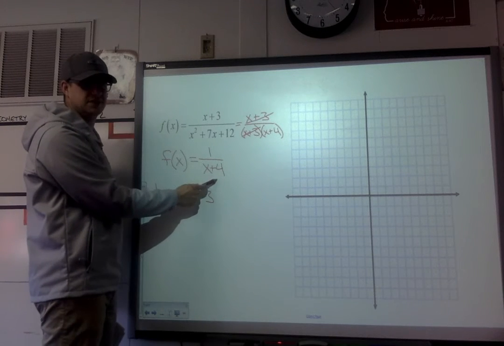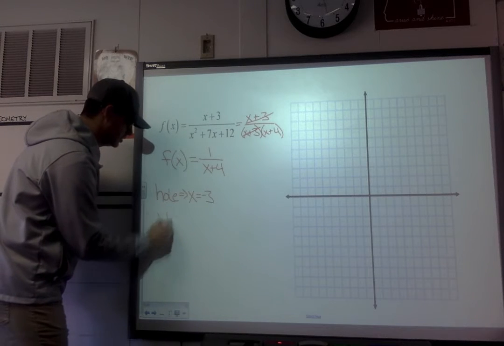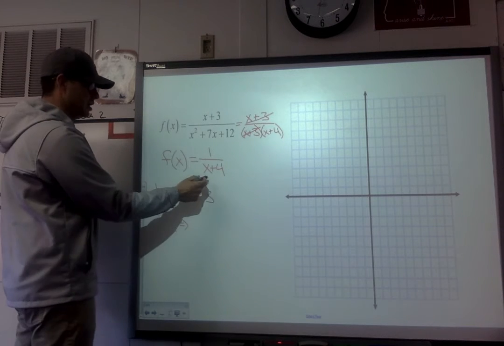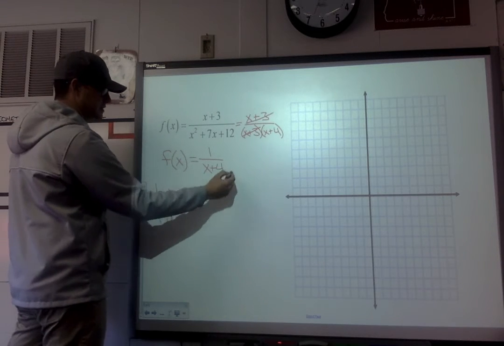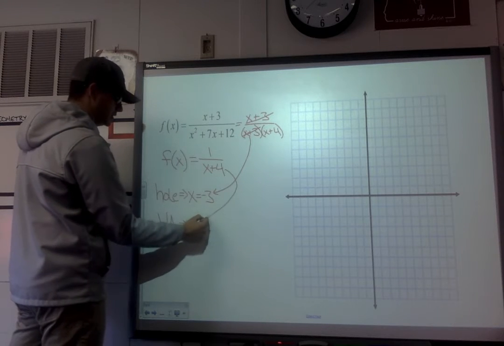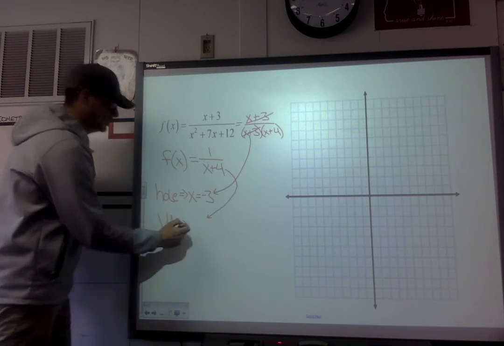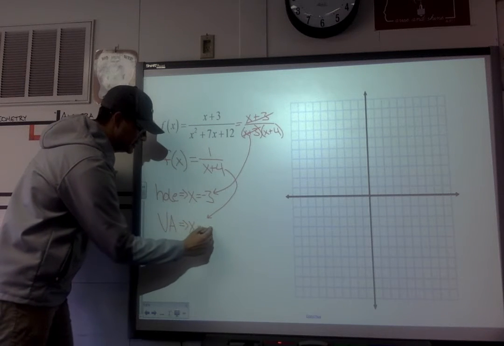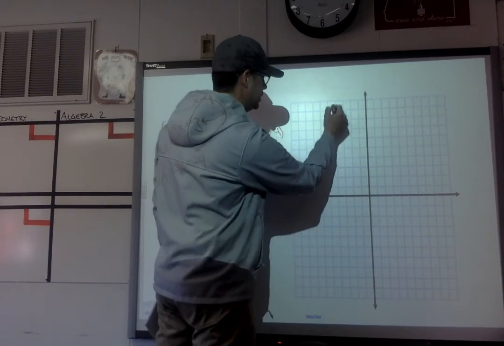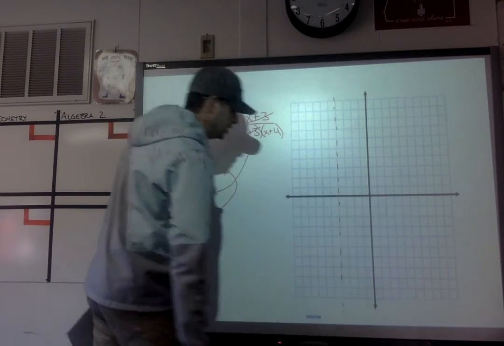Then, because we still have something in our denominator here, that means we are also going to have a vertical asymptote on our graph. So the x plus 3 became our hole. The x plus 4 becomes our vertical asymptote at x plus 4 equals 0 or x equals negative 4. So negative 4 is here. I'm going to go ahead and draw that vertical asymptote in.